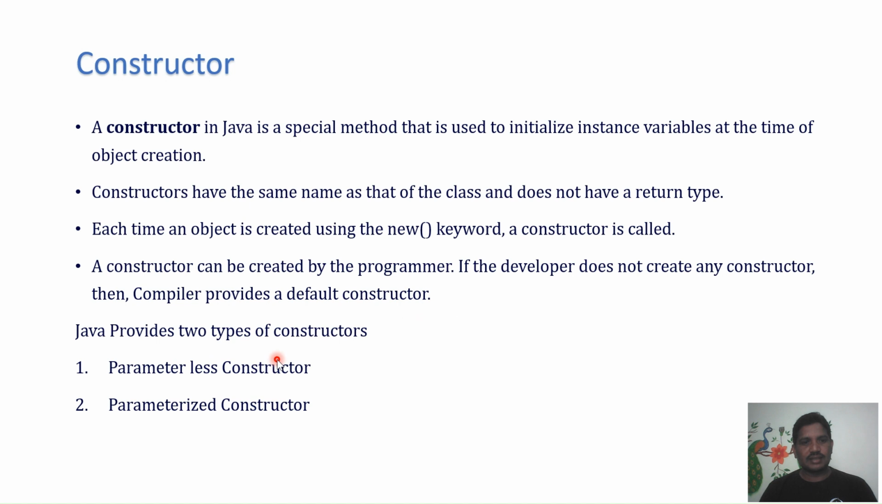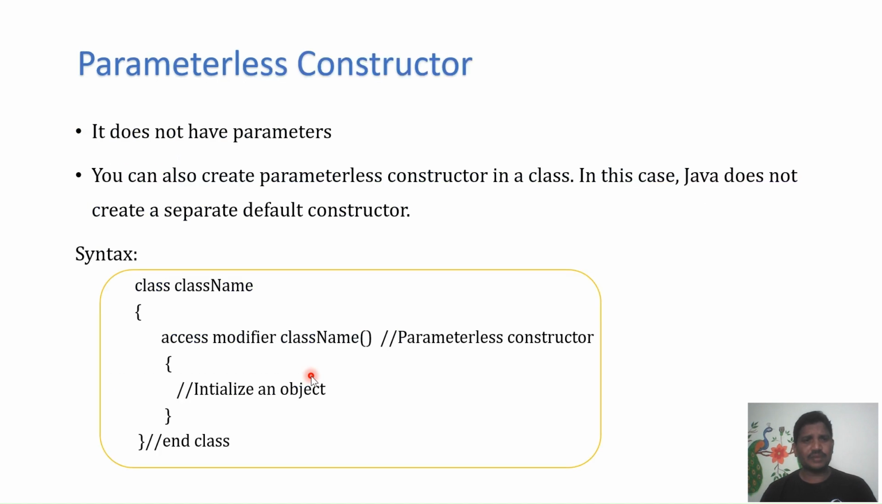Java provides two types of constructors. They're the parameterless constructor and the parameterized constructor. Then I will explain each and every type with the help of an example. The parameterless constructor doesn't have any parameters. You can also create a parameterless constructor in Java.